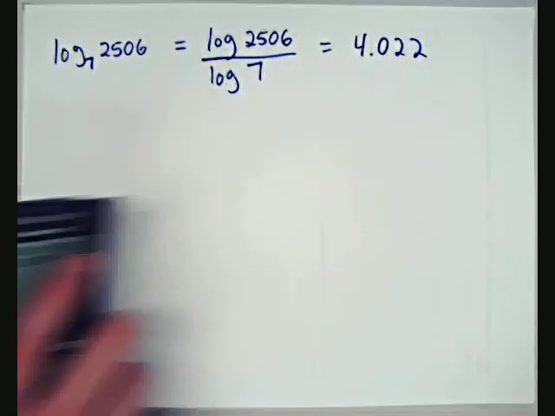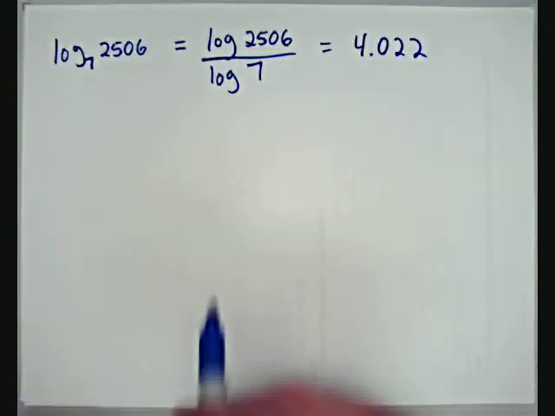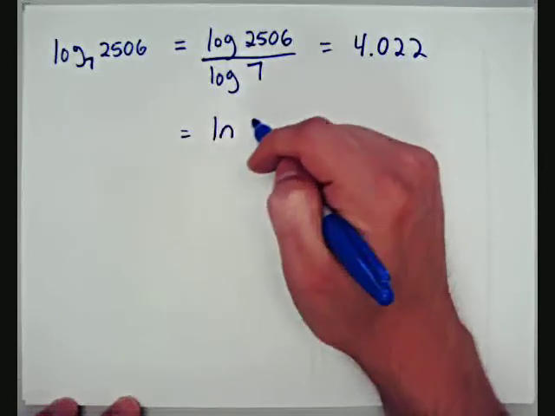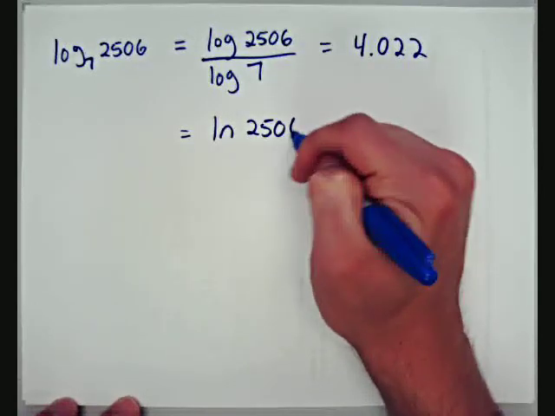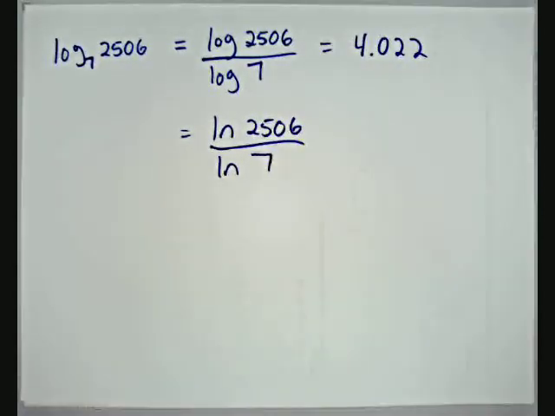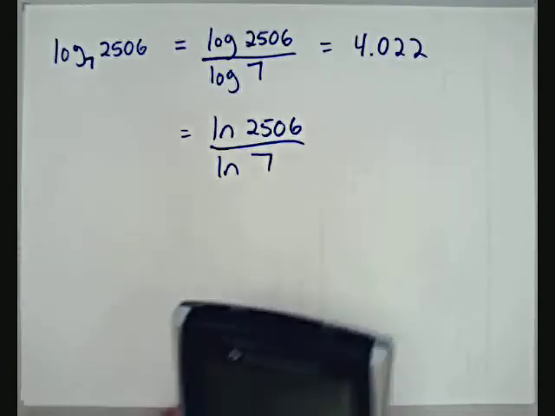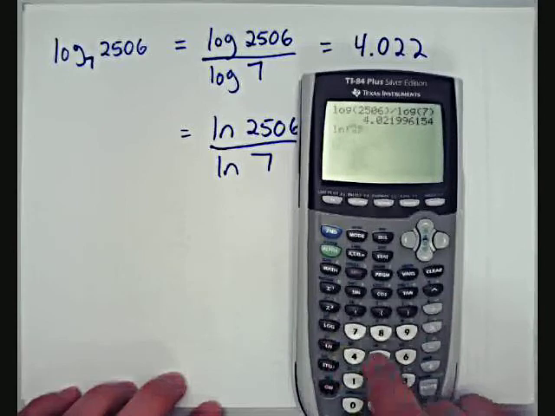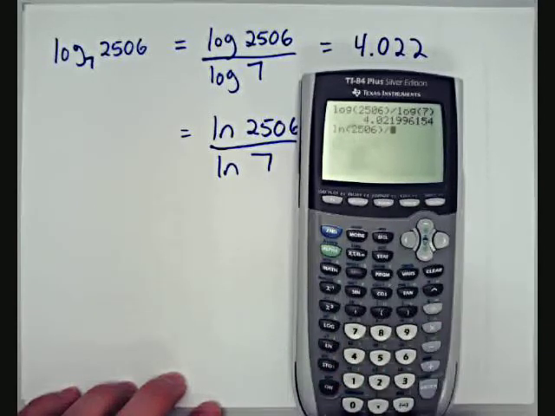Okay. Another thing that works as well is rather than using the base 10 log, you could also use the natural log. So you could say the natural log of 2,506 divided by the natural log of 7. Okay? Because again, you can choose whatever base you would like when you use the change of base property. Okay? So if we did it that way, you'll see you get the exact same answer. The natural log of 2,506 divided by the natural log of 7. And we get the exact same answer.